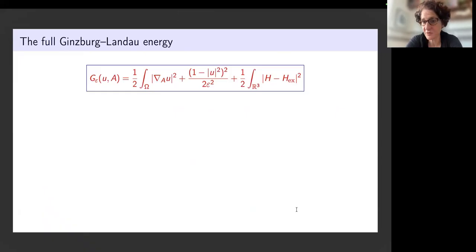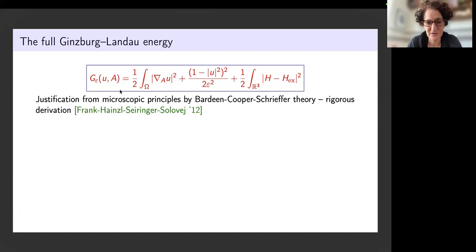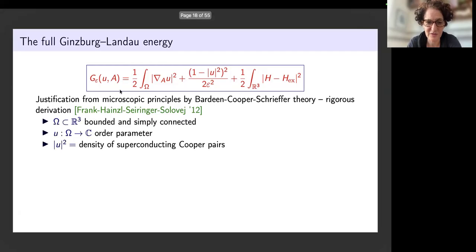Okay, so now what we want to study here is not the simplified Ginzburg-Landau energy, but the full energy of the physics, which comes with a gauge. So that's the main difference. Instead of having just a u, you have also a gauge field A, so it's a vector field. There are quantum mechanics reasons why this should be the right energy. And now we want to work also possibly in 3D. This is the physical setting, right? In a bounded, simply connected domain.